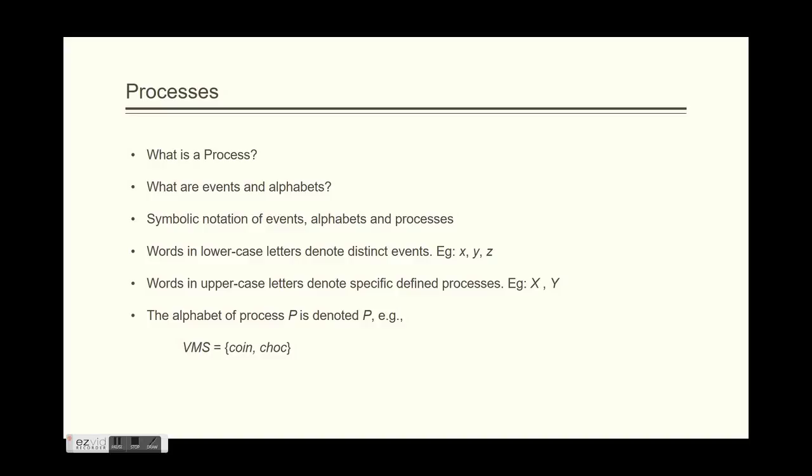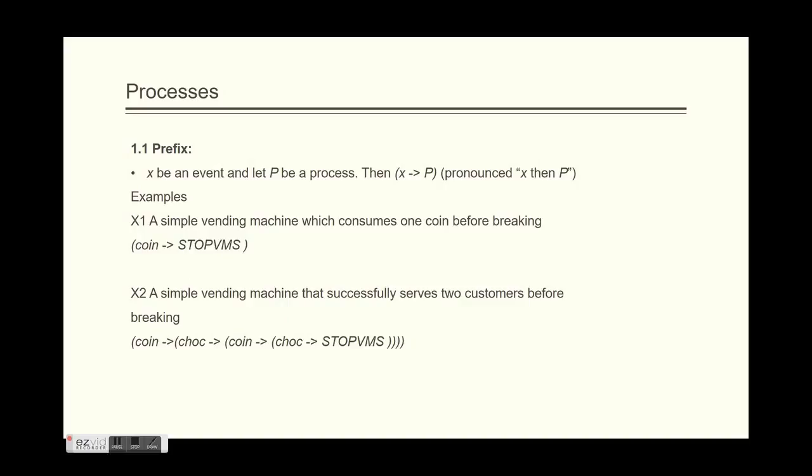Symbolic notations of events, alphabets, and processes. Each of them has different symbolic notations. So the events are denoted in lowercase letters, and the processes are denoted in uppercase letters. And the alphabet of a process P is denoted as alpha of P. So, for example, here we have a vending machine, which is a process, and the alphabets of that process are coin and chocolate.